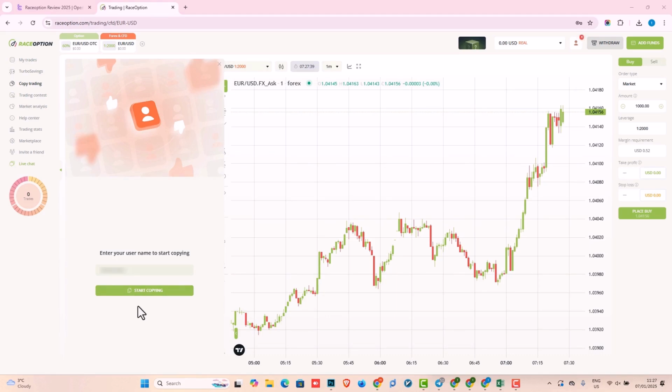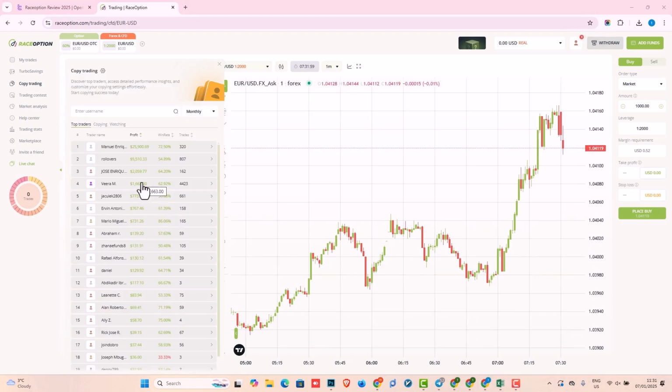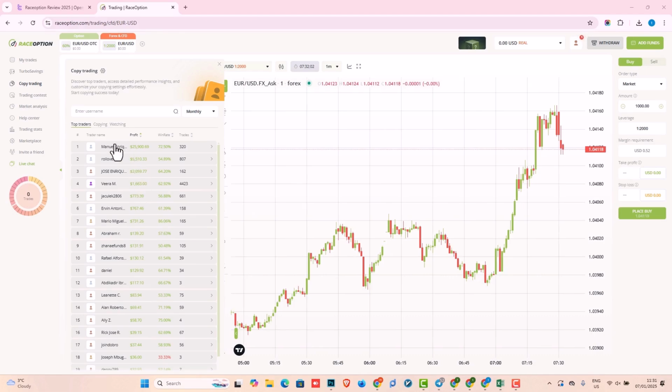This section displays information about professional traders, whose trades you can copy. You'll see a list of top traders, including their profit amounts, success rates, and total trades executed. You can sort traders by different time frames: daily, weekly, and monthly. Information about these traders is displayed here, including the profit amount earned by traders. This rate shows the percentage of successful trades of these traders, and you can also see the total number of trades executed.